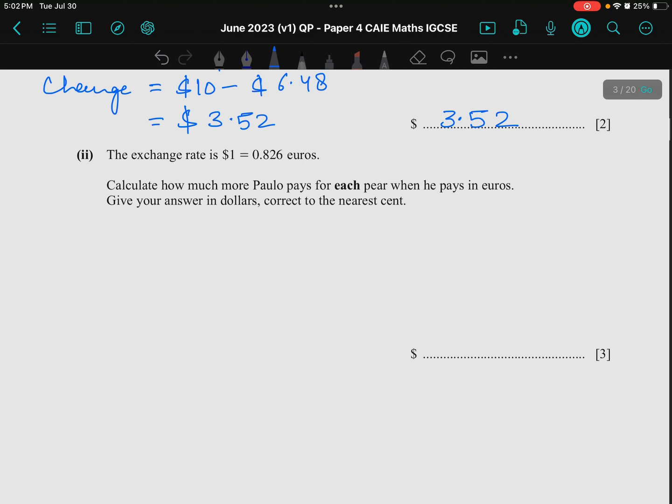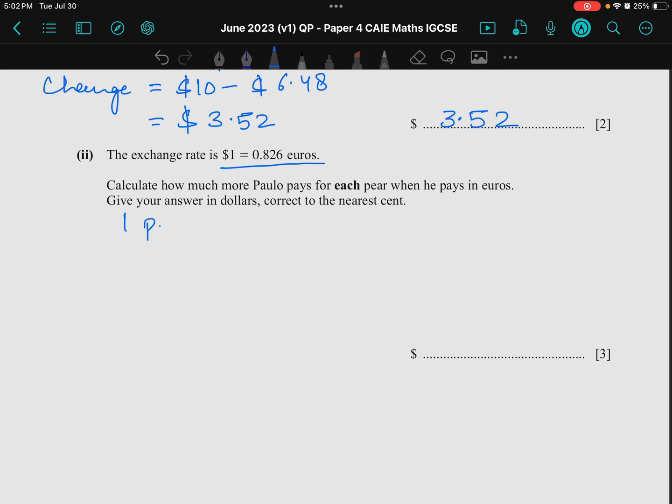Now, part number 2. The exchange rate is, for $1 it is 0.826 euros. Calculate how much more Paulo pays for each pair when he pays in euros. Give your answer in dollars, correct to the nearest cent.